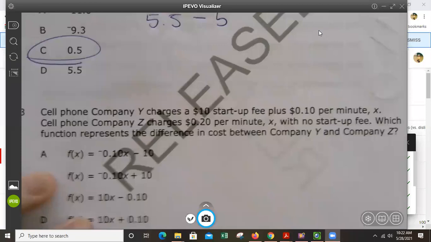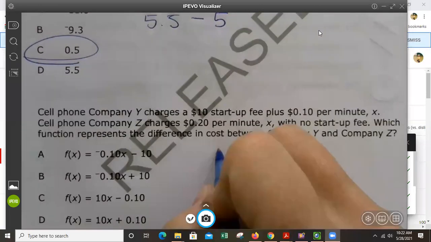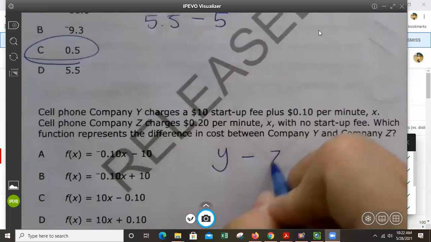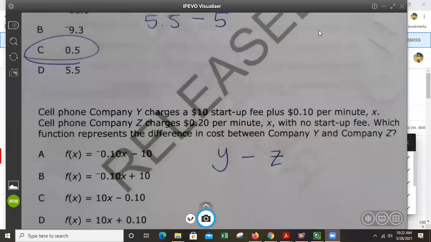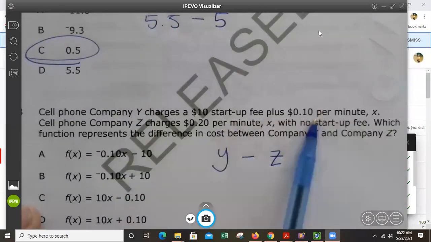All right, look at 23. It says cell phone company Y charges a $10 startup fee plus 10 cents per minute. Company Z charges 20 cents per minute with no startup fee. Which function represents the difference between company Y minus company Z? So this is just like that other problem. They just give you the formula in there. How do I write the formula for Y? $10 start plus 10 cents per minute.